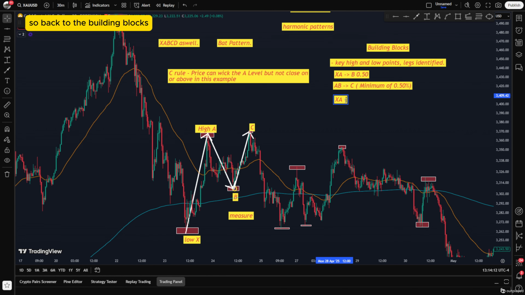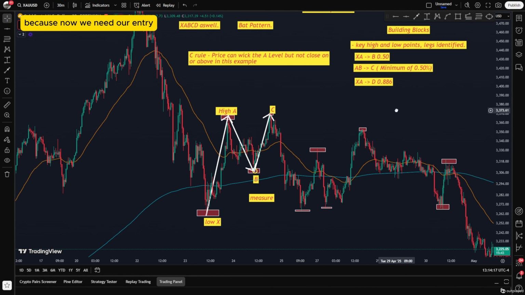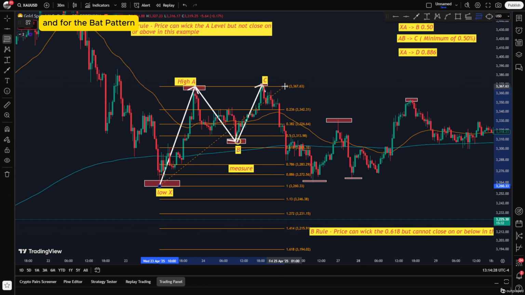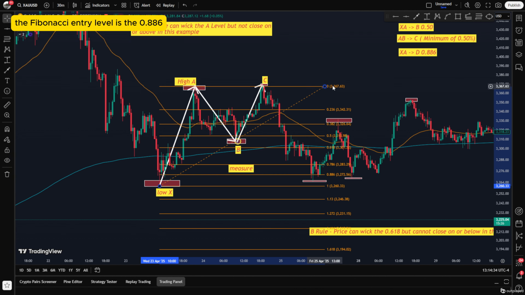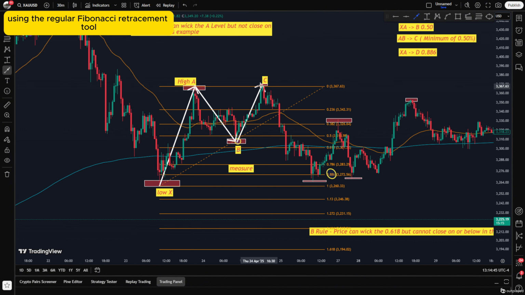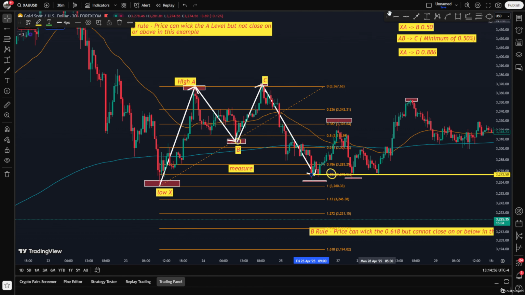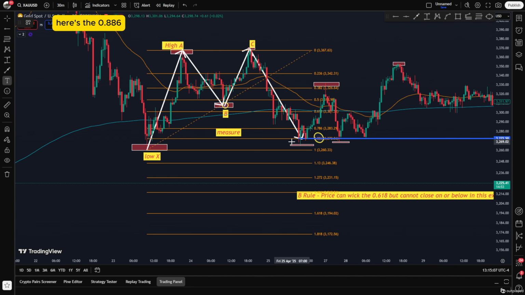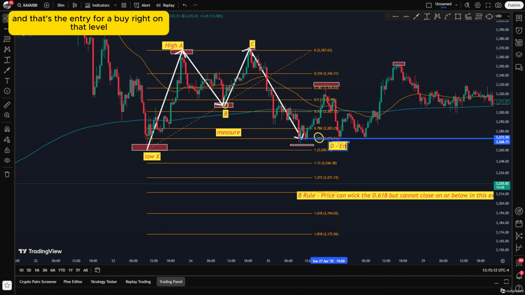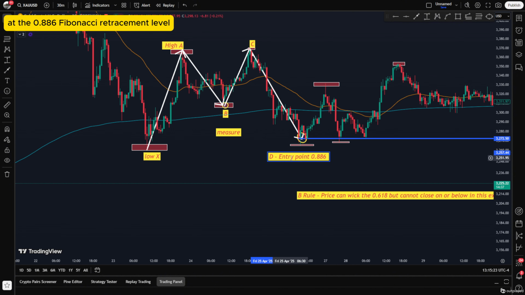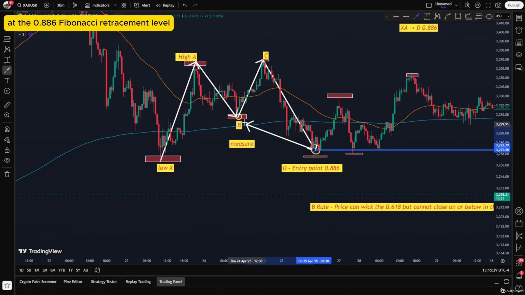So back to the building blocks because now we need our entry. The D anchor is always our entry point. And for the bat pattern, the Fibonacci entry level is the 0.886 using the regular Fibonacci retracement tool from point X to point A. Let's apply it. Here's the 0.886, and that's the entry for a buy, right on that level. This is the D entry point at the 0.886 Fibonacci retracement level.